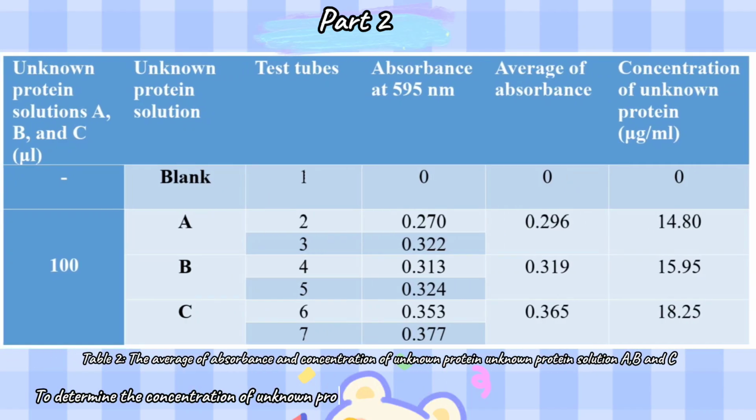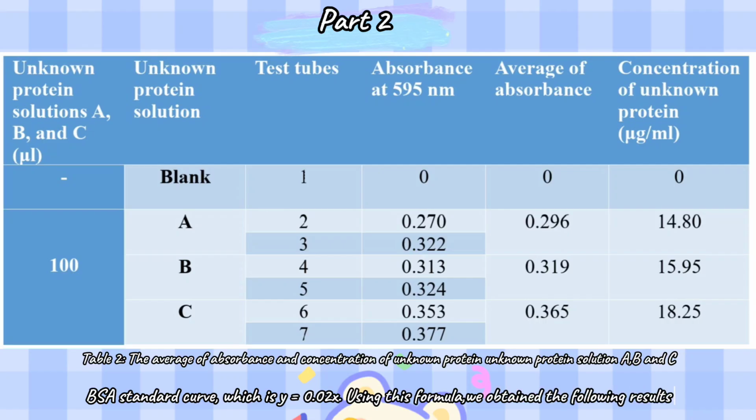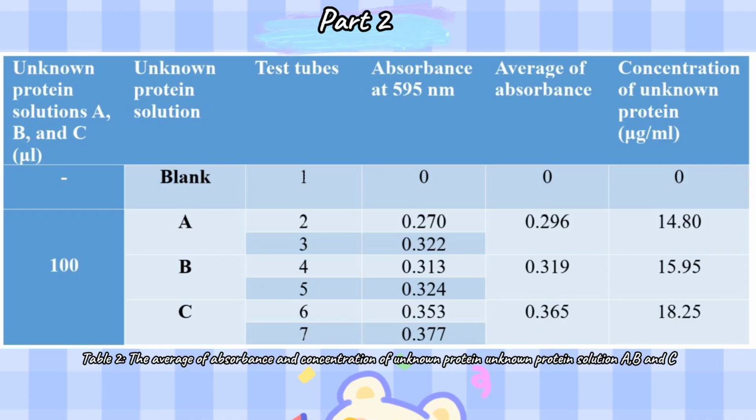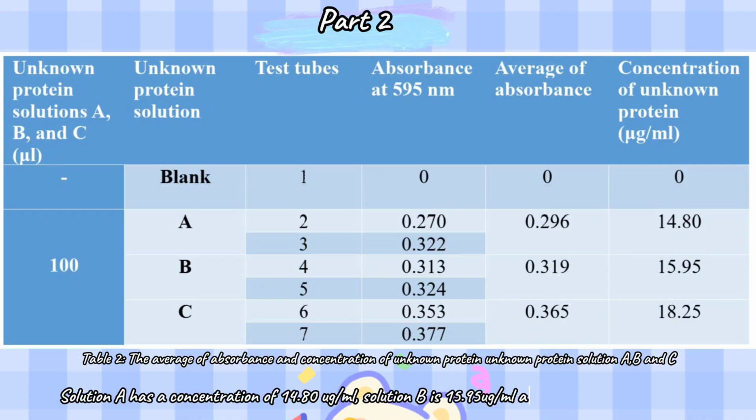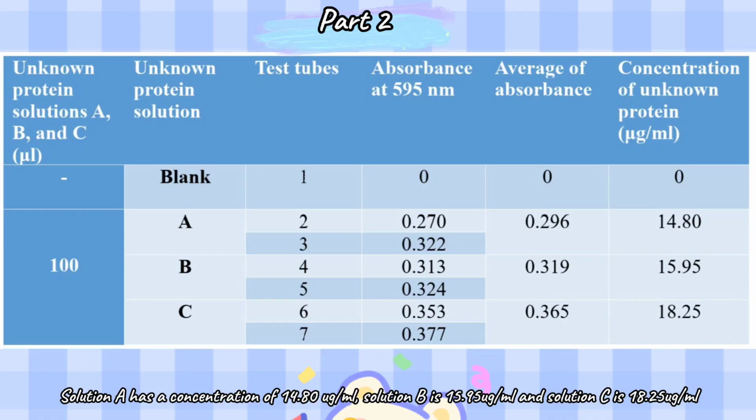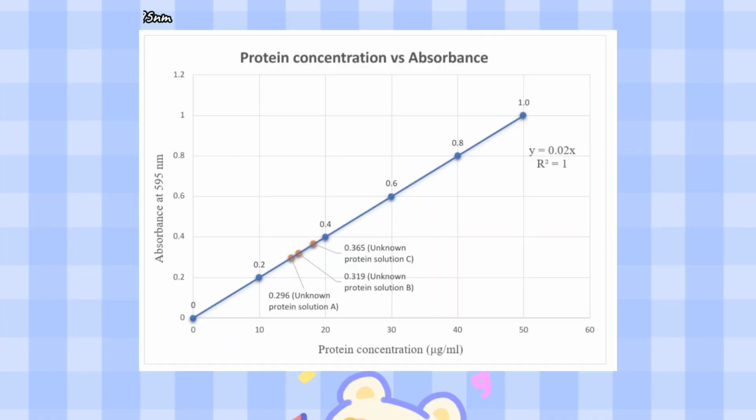To determine the concentration of unknown protein solutions A, B, and C, we use the formula derived from the BSA standard curve, which is y equals 0.02x. Using this formula, we obtain the following results. Solution A has a concentration of 14.80 microgram per milliliter. Solution B is 15.95 microgram per milliliter, and solution C is 18.25 microgram per milliliter.